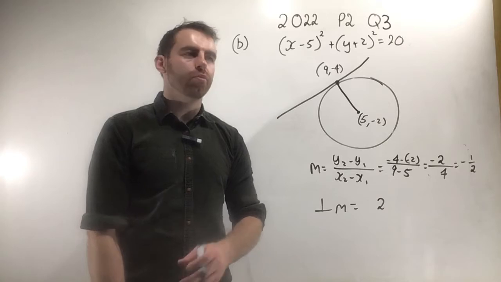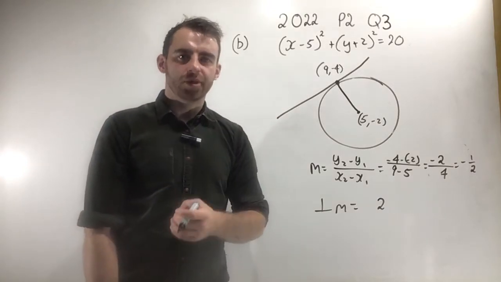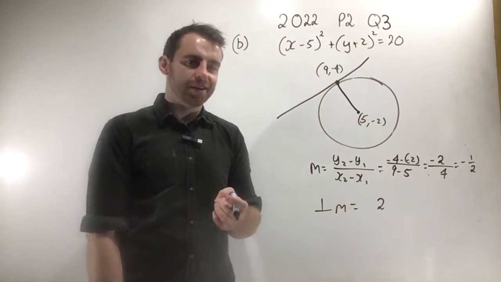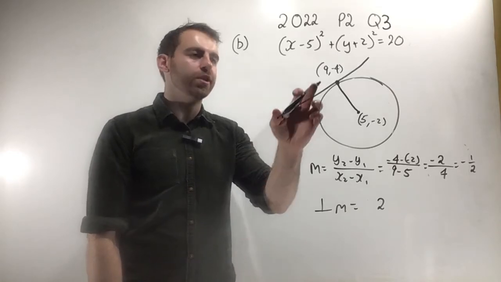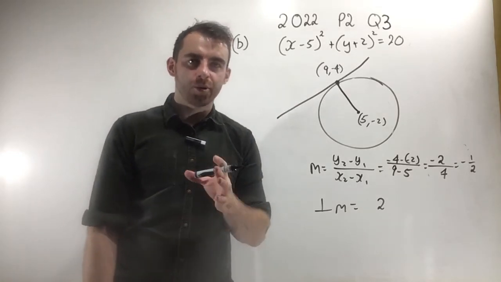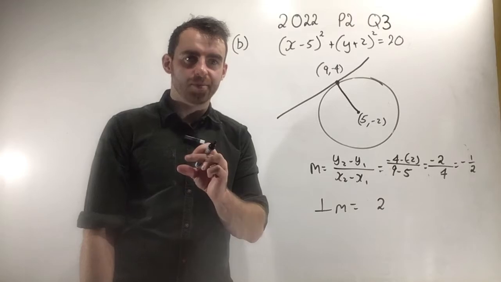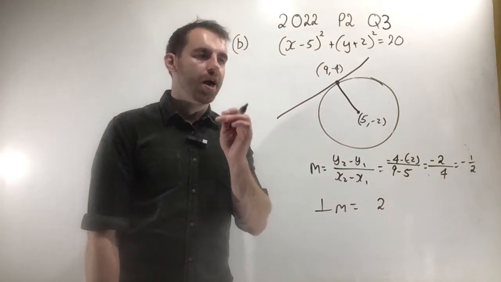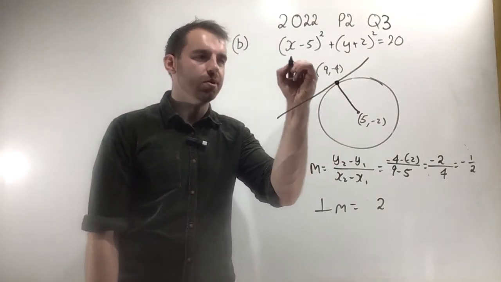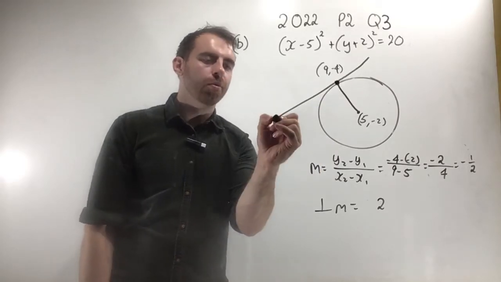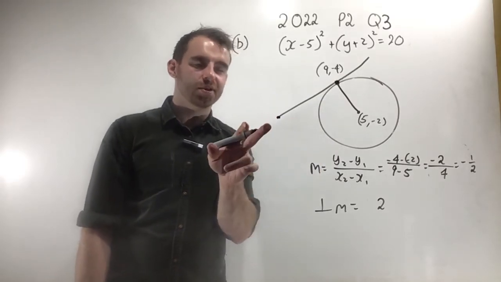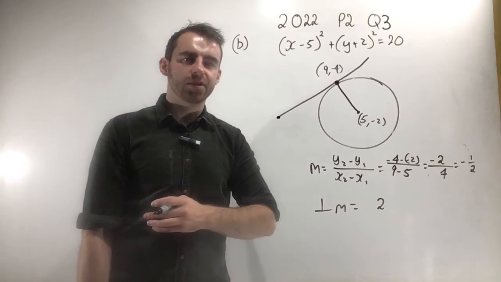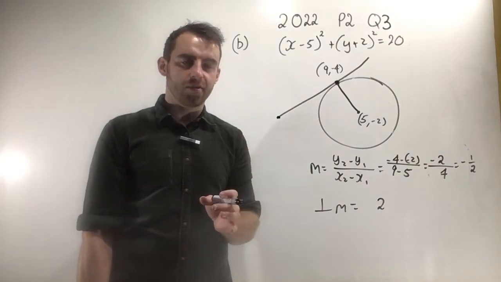Okay, in part B, we're given the equation of a circle, and we're told that there is a line that's a tangent to this circle at the point 9, minus 4. Remember, we've studied questions where it says at the point or from the point. At the point is the easy one because it means the point is on the line. From the point is the harder one because it means the point is not on the line. But this is relatively straightforward as long as you draw yourself a diagram.